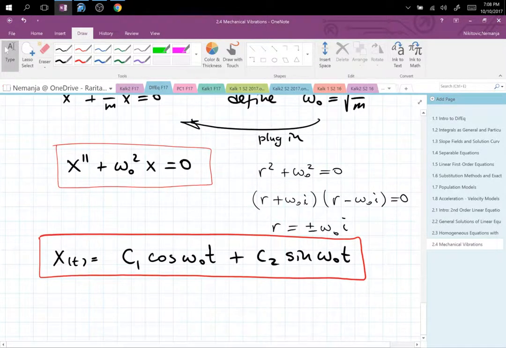This is the solution. And what is omega 0? Does anyone remember? It's the circular frequency, which is related to the period of the whole thing. Now, we want to combine this into a single equation, and you can actually do this with some manipulation, which I don't have time to derive now, but it's done in the textbook. It's very easy manipulation.